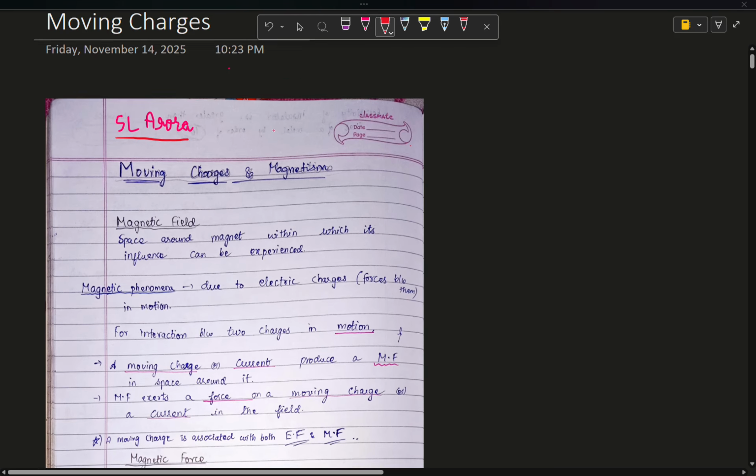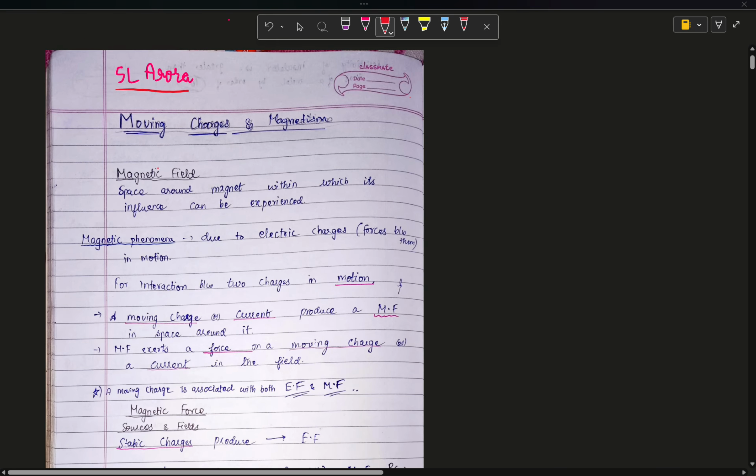So what is moving charges and magnetism? It's completely based on the magnetic field. Basically, if you have a current carrying conductor, it will produce a magnetic field, due to which it will exert some magnetic force. This is the whole concept discussed in this chapter. Magnetic field means a space around a magnet within which its influence can be experienced. If you keep a magnet in a space, it will exert a magnetic field, right? So that's the magnetic field.